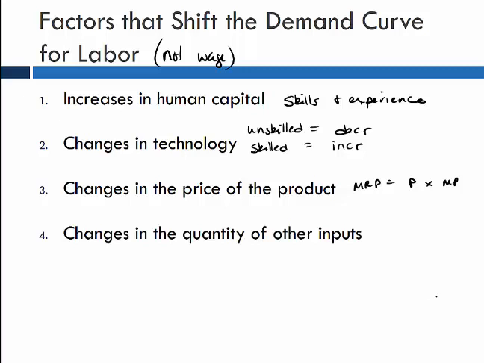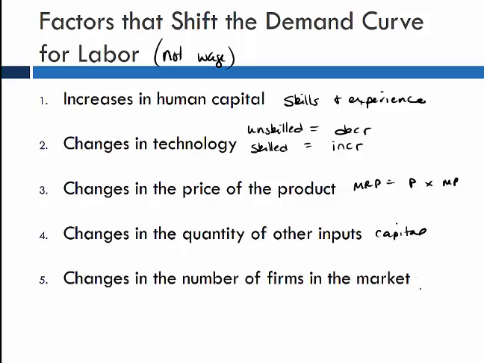Changes in the quantity of other outputs. This will be like capital, for example. If I have more machines, then I need more workers to make those machines. Or if the other inputs become cheaper, then again, I can make more profit, so I'll want more workers there. And then the number of firms in the market. More firms means, like, if another community college opened around here, they would need more instructors, or another warehousing operation, they need more workers for it. So all of those are going to increase the demand for workers. Or if people leave the market, then there'll be fewer workers demanded at every price.